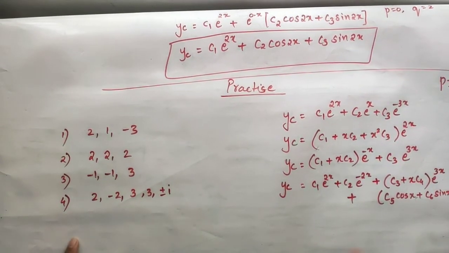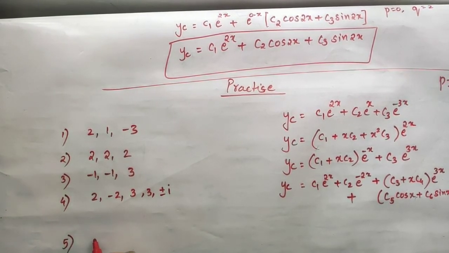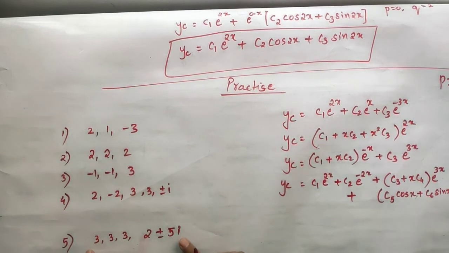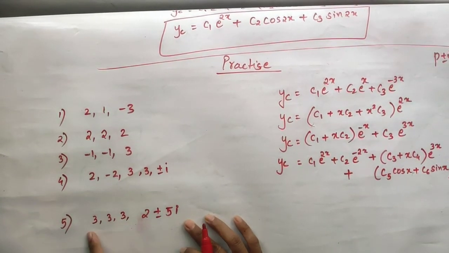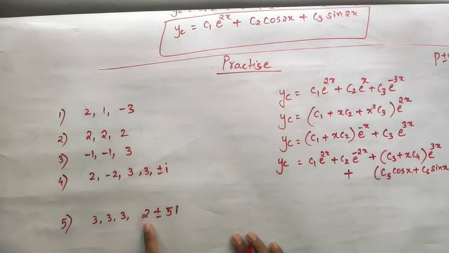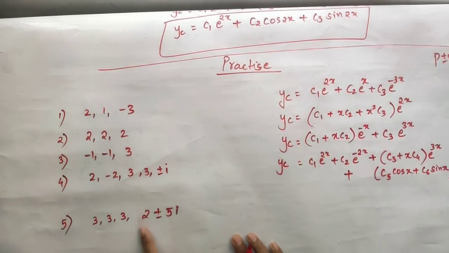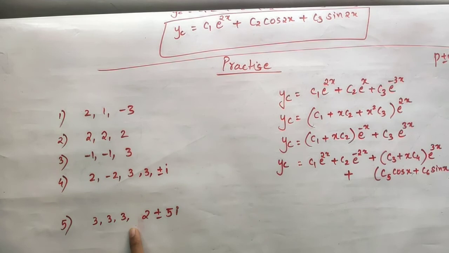Similarly, I'll give one more example with the roots and writing YC. Okay, say if the roots are 3, 3, 3, and 2 plus or minus 5i. Okay, look at this. There are totally 5 roots again. Okay, 1, 2, 3. The 3 is repeated thrice, and plus or minus 5i means plus 2 plus 5i, 2 minus 5i. Okay, these 2 roots plus these 3 roots. So total of 5 roots. So you need 5 different arbitrary constants to write your YC.